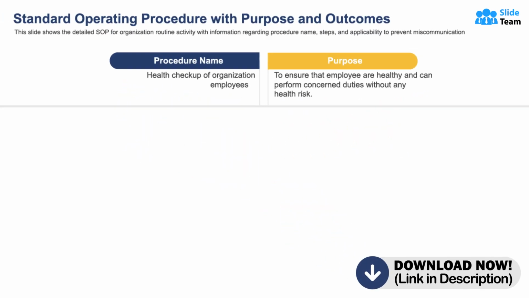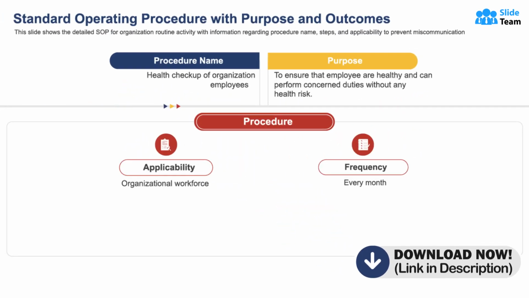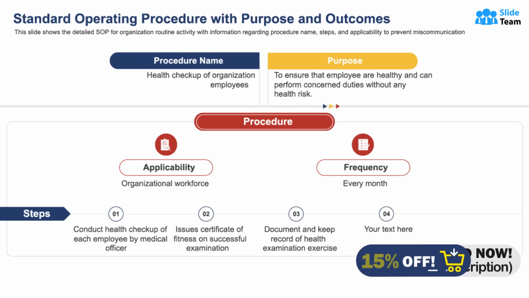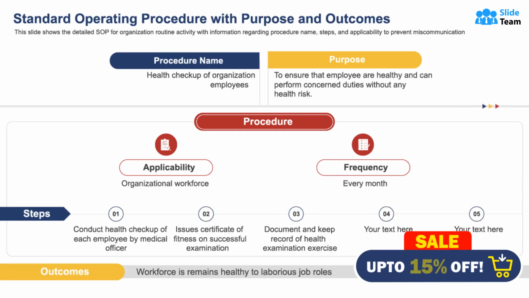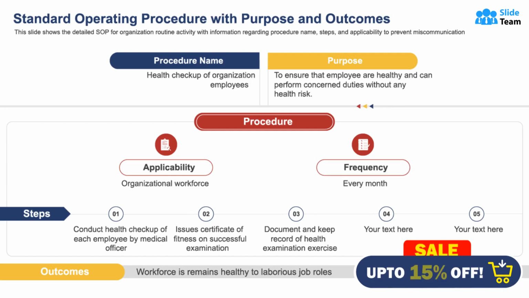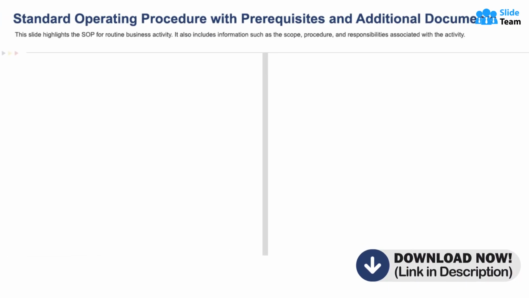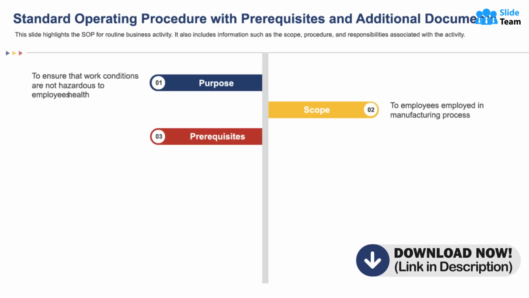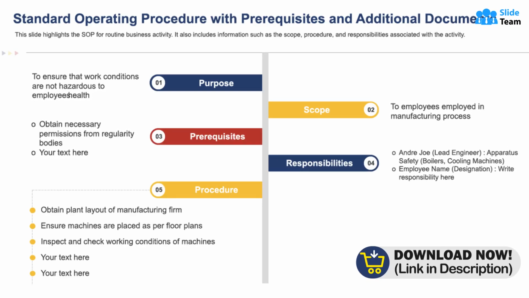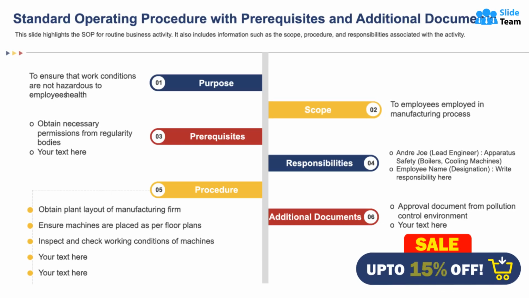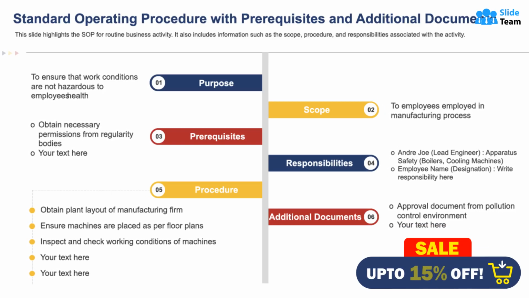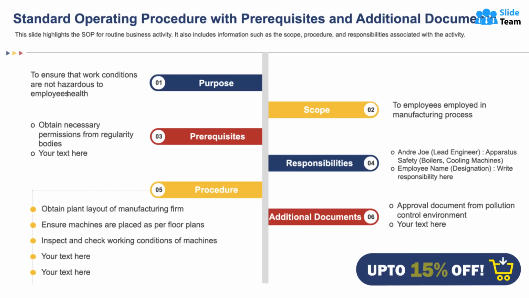This is a PPT template that helps you create a simple yet effective SOP for your organization. Simply state purpose, procedure, frequency, steps, and outcomes of the process. Here is another PowerPoint template that highlights the SOP for routine business activity. It includes the scope, procedure, and responsibilities associated with the activities.